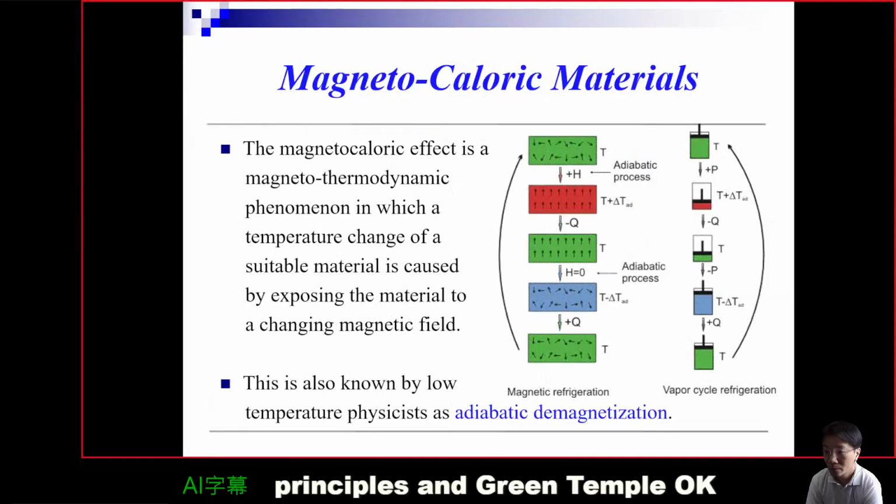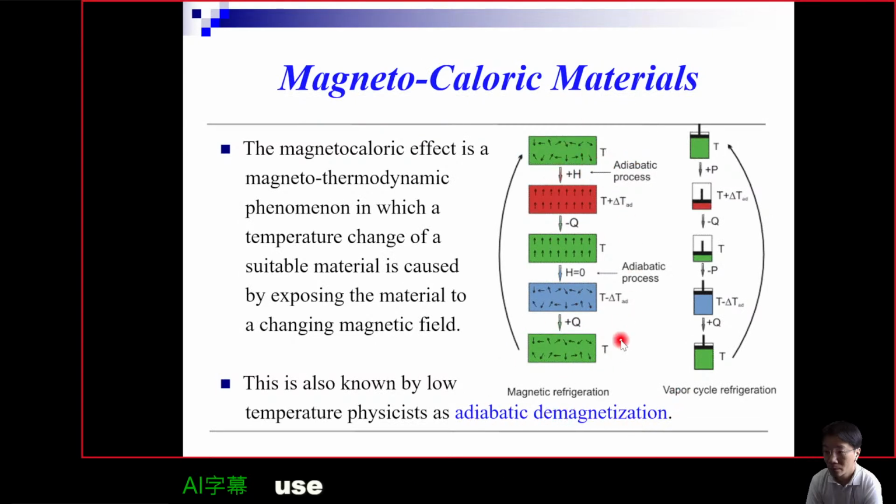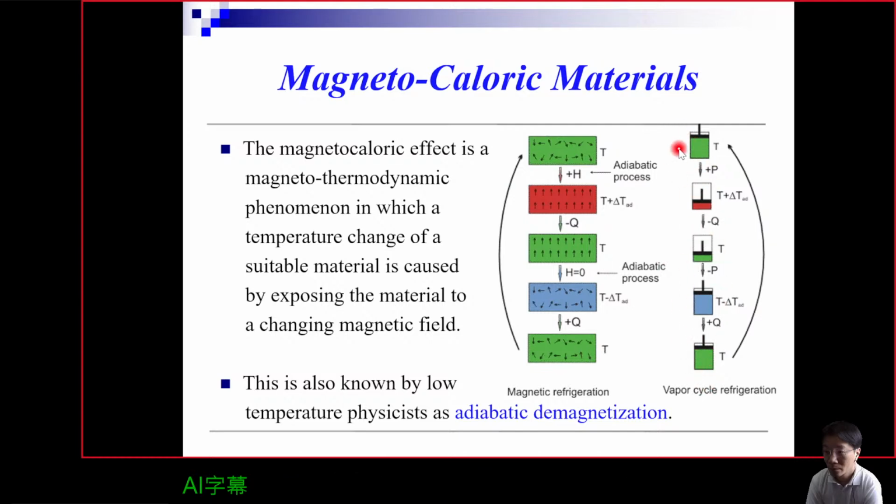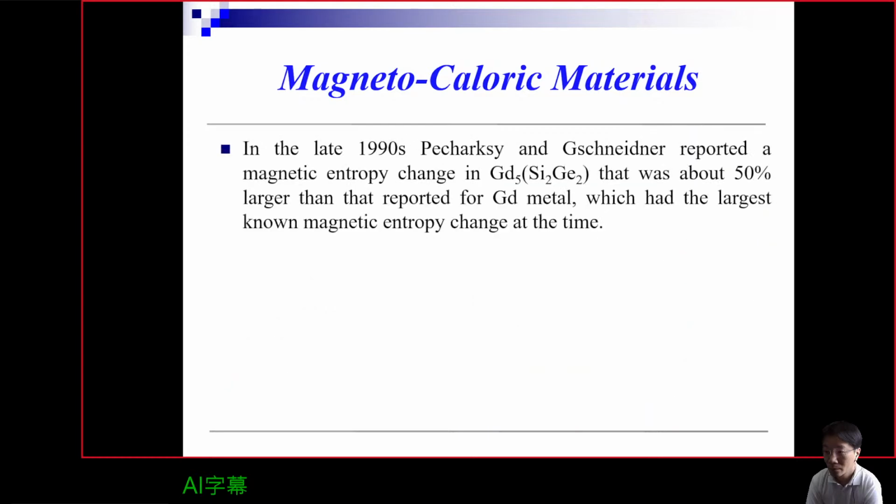Okay, this is the idea of how to use adiabatic demagnetization. So this is the figure of its operation. That would be something like identical to an engine, but I don't want to mention too much about it.